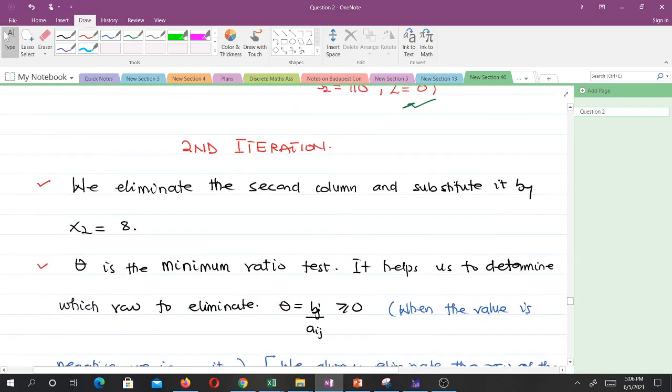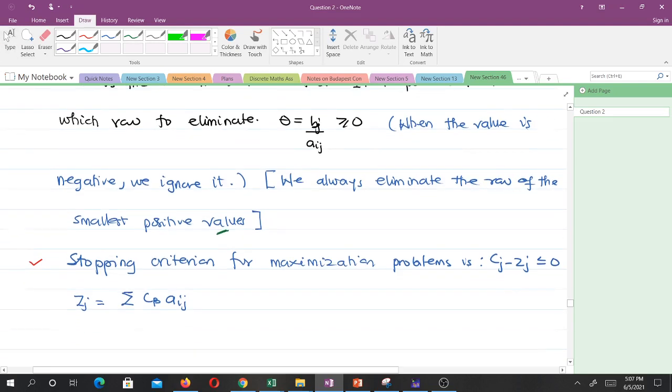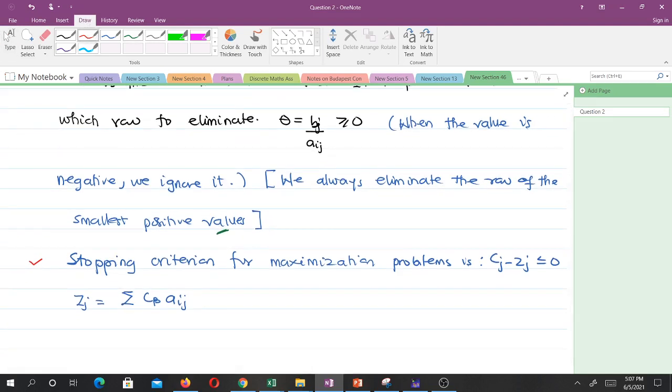Okay, so now let's come here. So for the second iteration, I'm going to eliminate the second column and substitute it by x2 equals 8. And the reason why it is x2 equals 8 is because the coefficient of x2 in the objective function is 8, if you remember. Then I say theta is the minimum ratio test. It helps us to determine which row to eliminate. And it is given by this formula. And it says when the value is negative, we ignore it. And we always eliminate the row of the smallest positive values. Okay, that's what we just did. And the stopping criteria is given by this, as I've already said. And there's a formula for computing our ZJ.